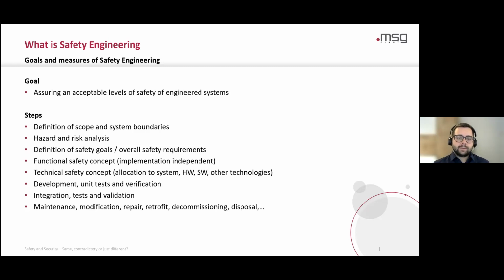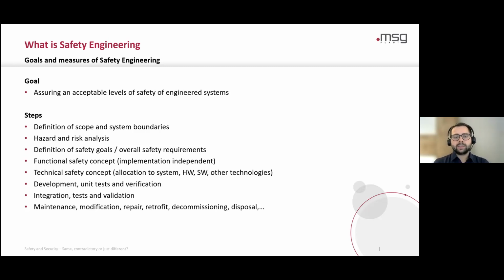These are the overall safety requirements. Based on these non-functional requirements, often we then start our functional safety concept. The functional safety concept is, as the term is quite self-explanatory, we are defining the function and the functional interactions between these functions in a way that we can avoid these hazards.